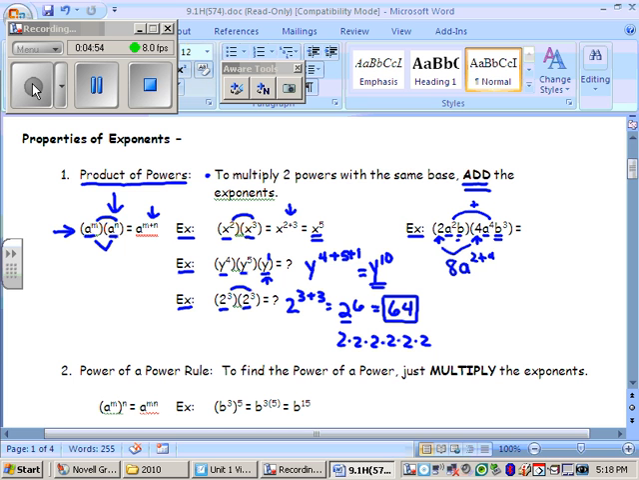Then the same for the b's. Because the bases are the same, you will add the exponents. Give the first b a 1, so it'd be 1 plus 3. So if we go ahead and add those exponents, our final answer would be 8, a to the 6th, b to the 4th.